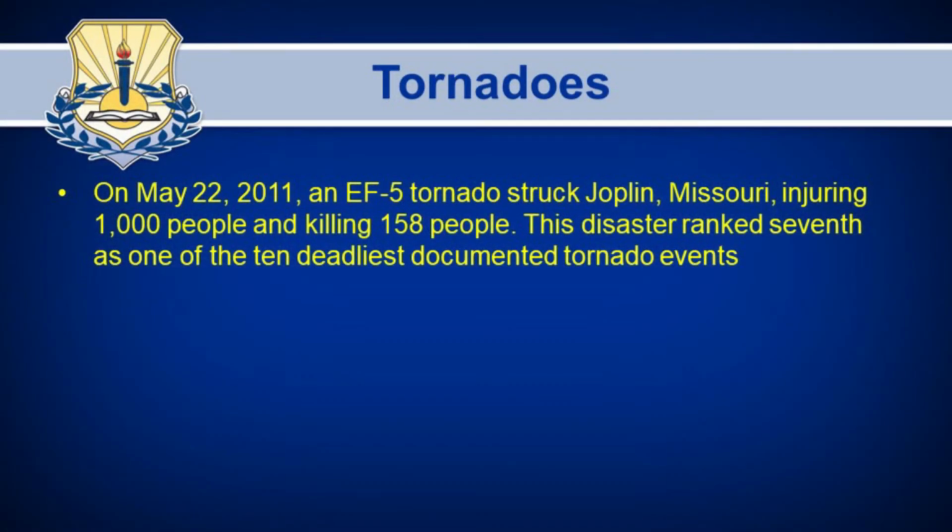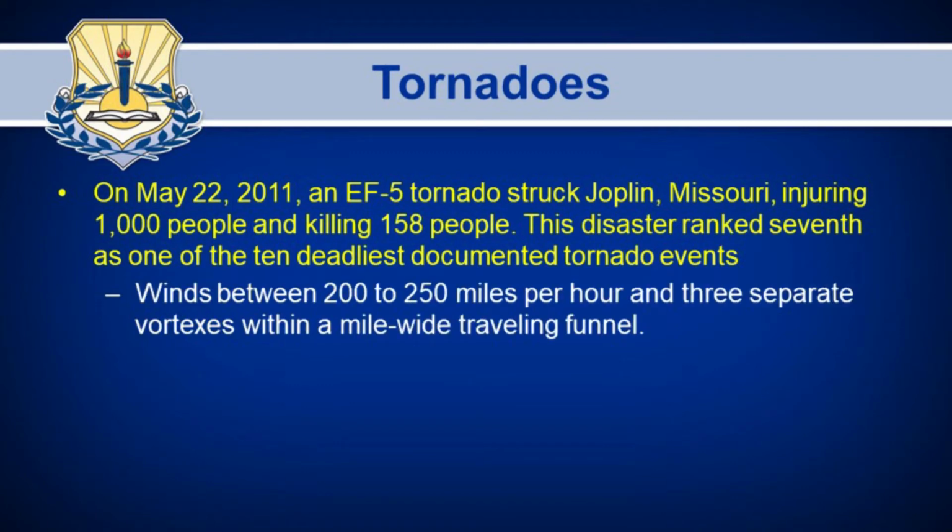One of the main things I'd like to bring to your attention here dealing with tornadoes is the fact that some of them can be just downright nasty, and that's the twister of all of this. On May 22nd, 2011, an EF5 tornado struck Joplin, Missouri, injuring 1,000 people and killing 158 people there. It was ranked the seventh most deadly tornado in U.S. history, with wind speeds at 200 to 250 miles an hour, and three separate vortexes within a mile-wide traveling funnel. That is just incredible in itself.